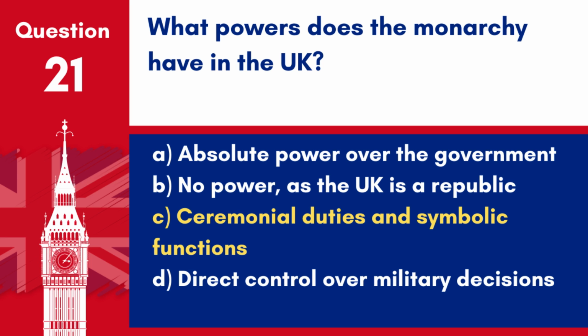Answer: C. Ceremonial duties and symbolic functions. The UK monarchy has mainly ceremonial duties and symbolic functions in the modern constitutional framework.